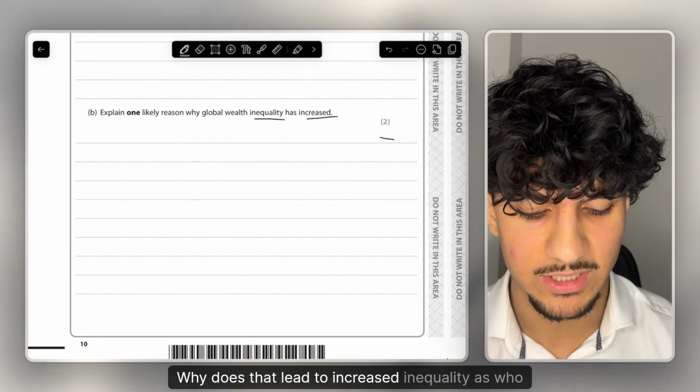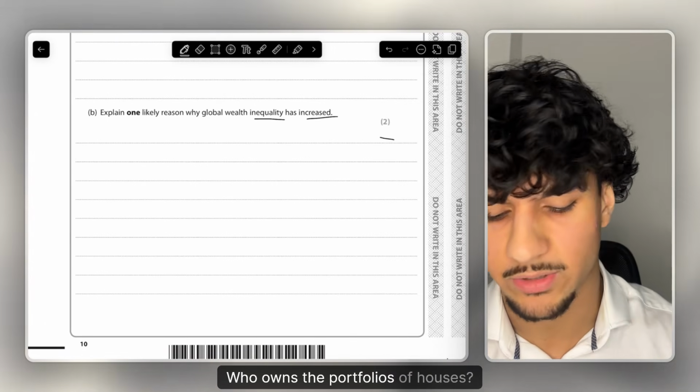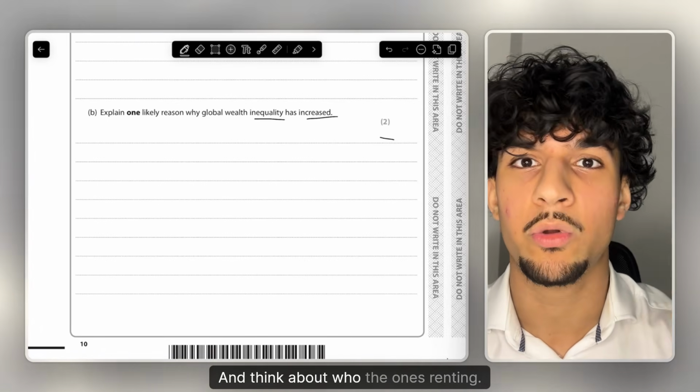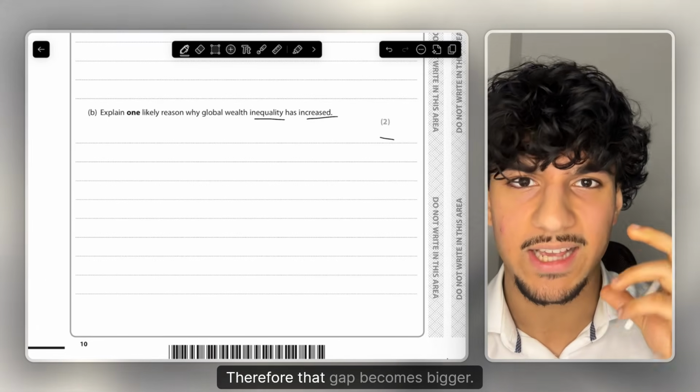Why does that lead to increased inequality? As who owns these assets? Who owns the big houses? Who owns the portfolios of houses? It is the rich individuals. Therefore, the rich get richer, and think about who the ones renting are. It's the poor individuals, the low income individuals within society. Therefore, that gap becomes bigger.